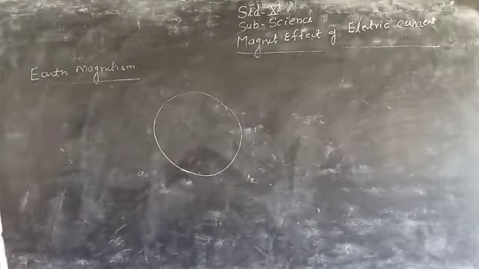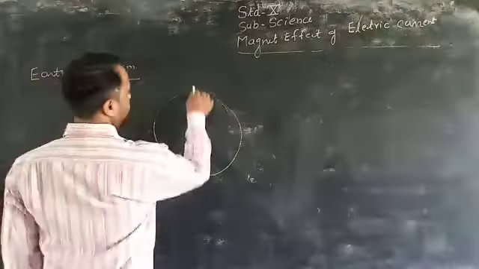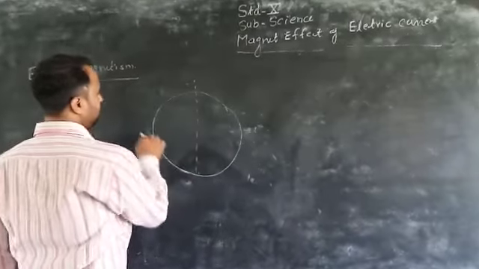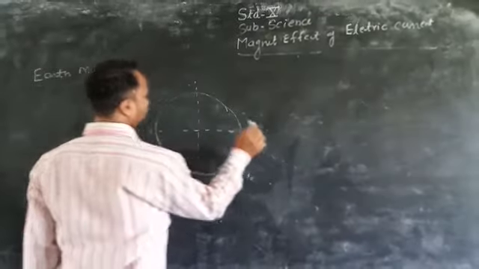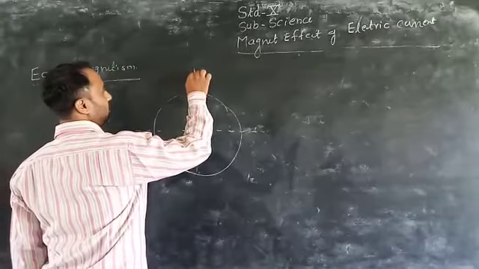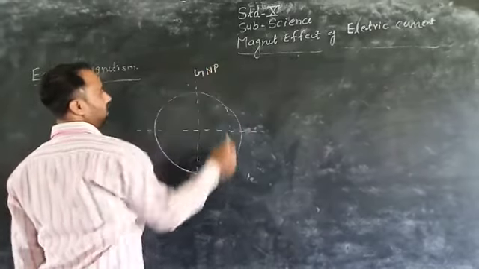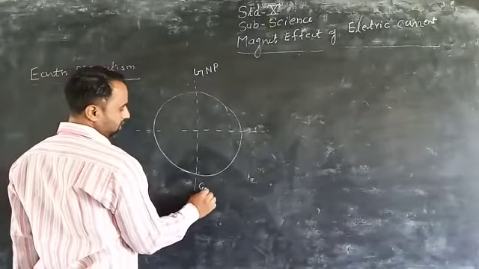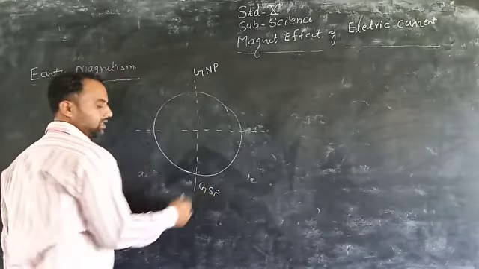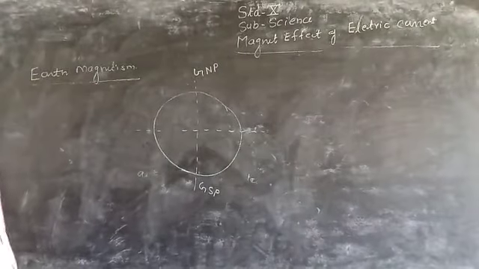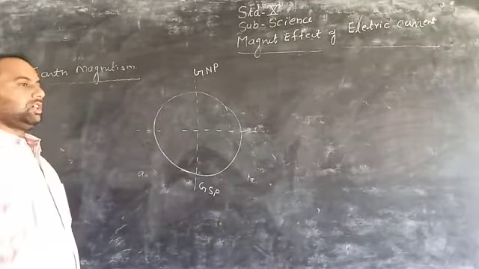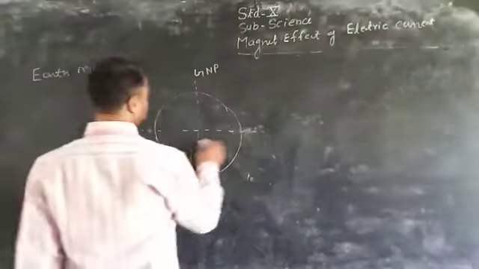So we have to consider the earth, and this earth has an axis like that. This axis is called the geographical north pole and this is called the geographical south pole. In the previous discussion, there are two poles, geographical north pole and geographical south pole, and this is the equator.